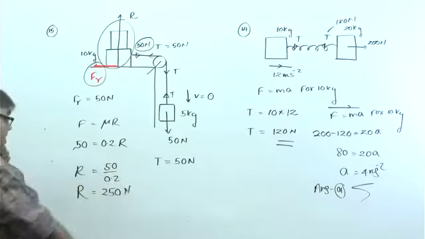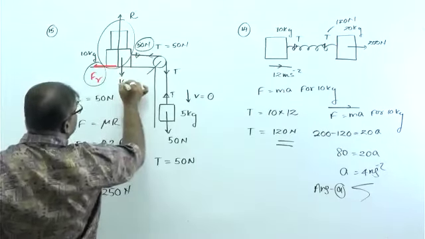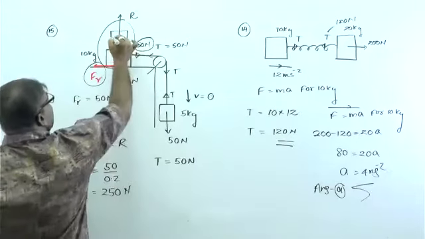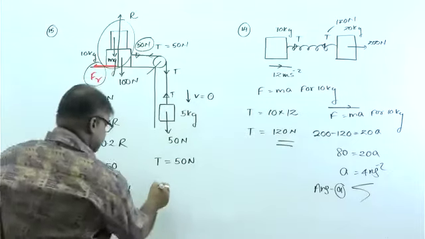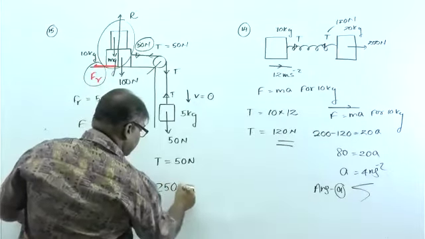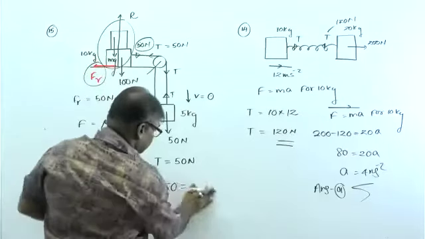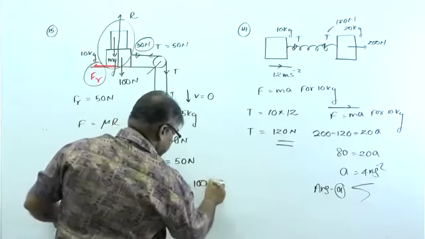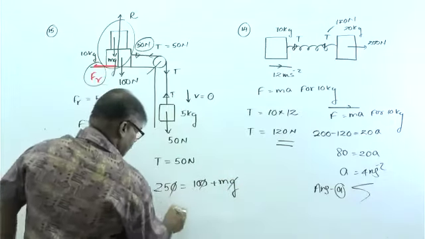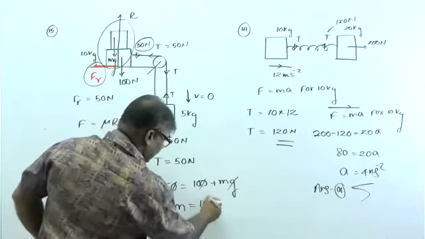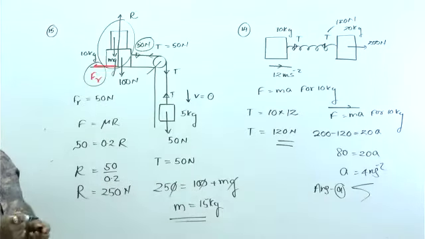Then we already have 100 Newton weight. And we have another mass, let it be mg here. Then you can say 250 equals R plus mg. Sorry, 100 plus mg. No? Yes. g cancels. M becomes 15 kilogram. We need an additional 15 kilogram to prevent it from moving.